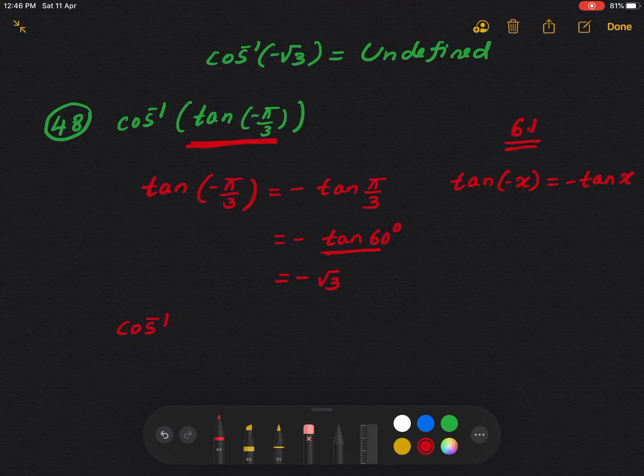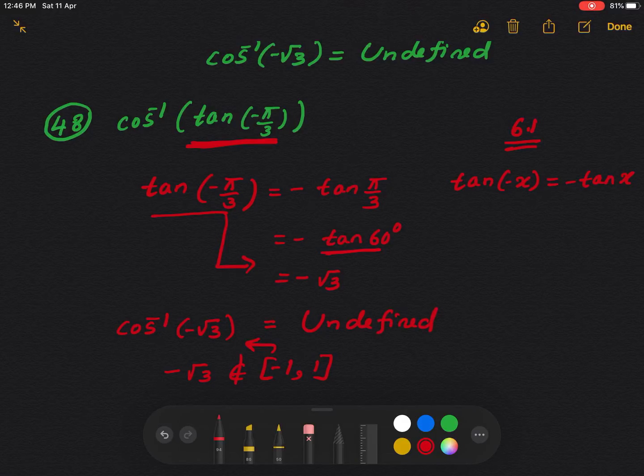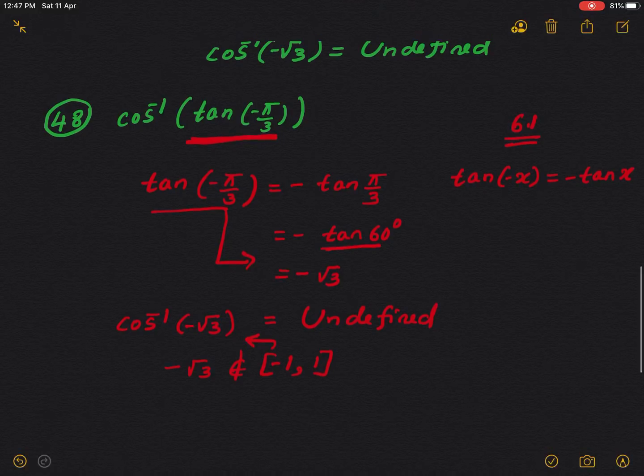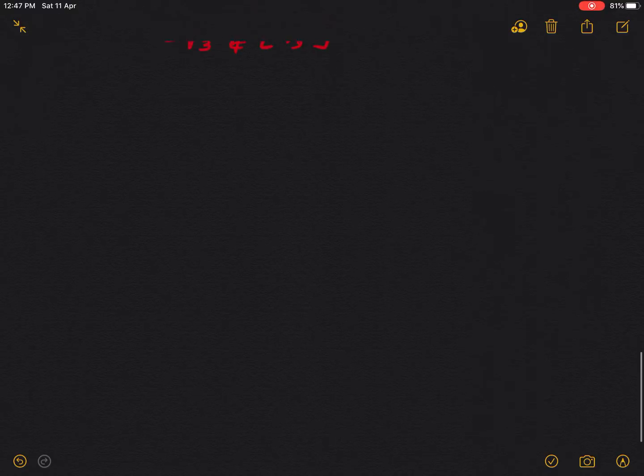Cosine inverse of tangent of minus pi over 3 means cosine inverse of minus root 3. Here also minus root 3 doesn't belong to the domain minus 1 to 1, because it is out of the domain. So, what is the answer? Yes, this trigonometric function is also undefined. There is no such inverse trigonometric function with the domain value minus root 3 for the cosine function. Okay.